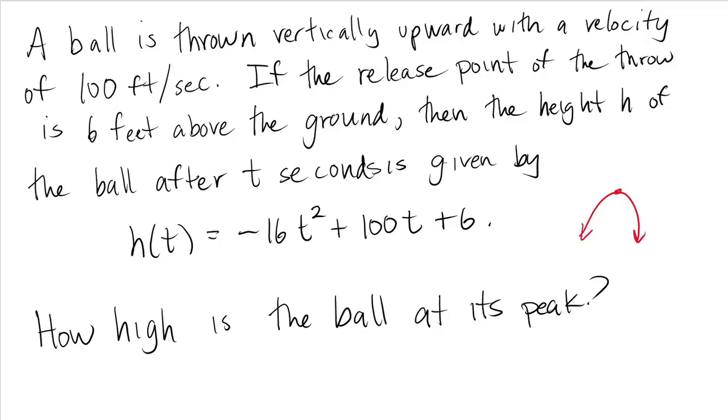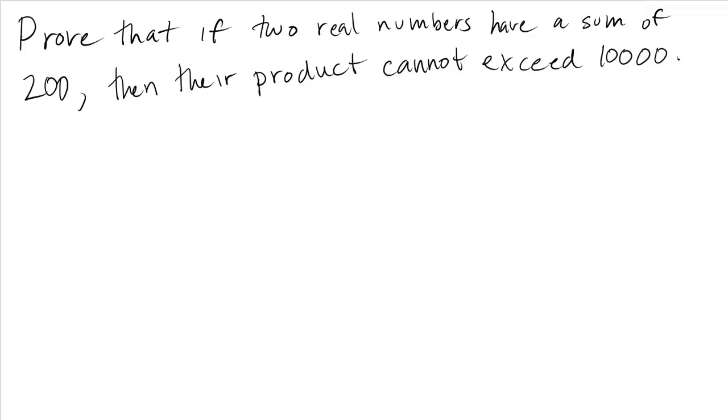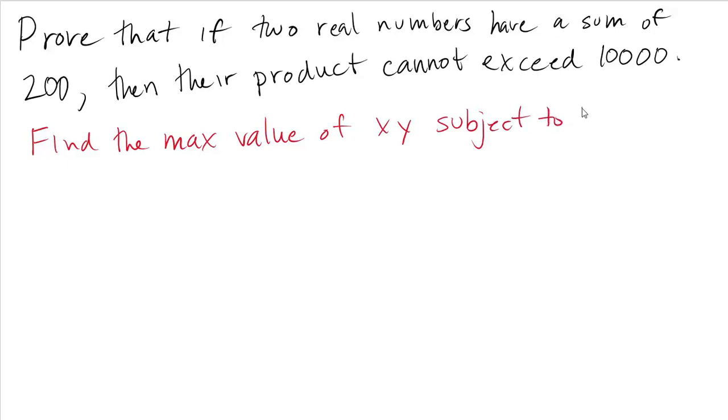Let's start with a classical kind of example, which just looks kind of like a math trivia question. It says, prove that if two real numbers have a sum of 200, then their product cannot exceed 10,000. How would we do this? Well, we need variables, and I think the most common variables here would be x and y. We're trying to find the max value of x times y subject to the constraint that x plus y must be 200.